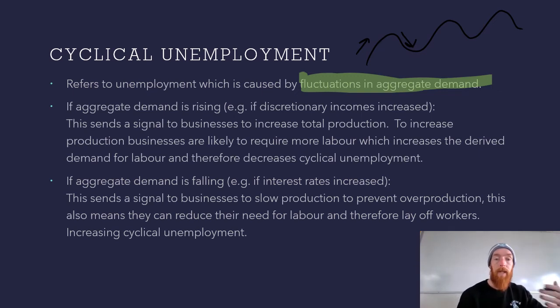So if aggregate demand is rising, for example, if discretionary incomes were increased, this sends a signal to businesses to increase total production. To increase production, businesses are then likely to require more labor, which increases the derived demand for labor and therefore decreases cyclical unemployment. If aggregate demand is falling, on the other hand, so for example, if interest rates were increased, this sends a signal to businesses to slow production to prevent overproduction. This means that they can reduce their need for labor and therefore lay off workers, which increases cyclical unemployment.